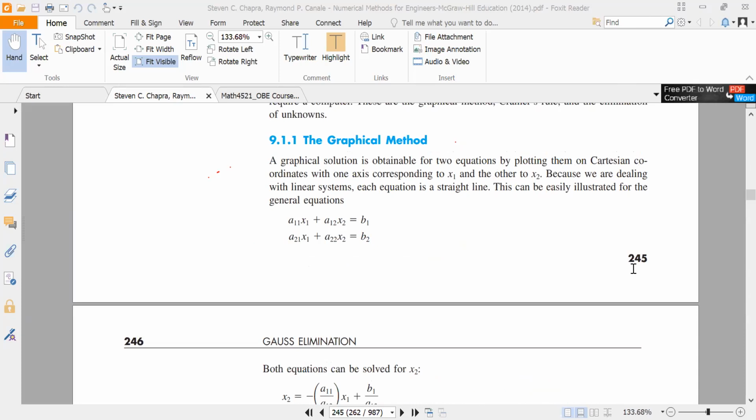Then I will, this is a very elementary technique. I will not discuss this that much. You can use your graphical technique. If you have two equations, for example, a11 x1 plus a12 x2 equals b1 and so on, you rearrange the equations in the form of a straight line, then you plot them in the XY plane, and you will see that these two straight lines will intersect at a particular point. That point is the solution, isn't it? Yes, sir.